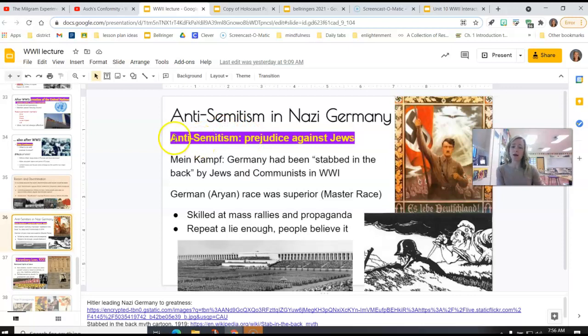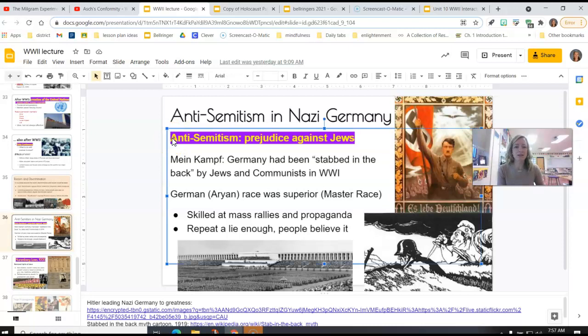Mein Kampf is the book that was written by Adolf Hitler. This is the first time that he suggests, a kind of foot in the door technique, that Germany had been stabbed in the back by the Jews and the communists in World War I. He also suggested in this book that the German race was superior to everyone, and he starts using mass rallies and propaganda. To be honest with you, if you repeat a lie enough, people start to believe it, and this is going to fuel rampant anti-Semitism.